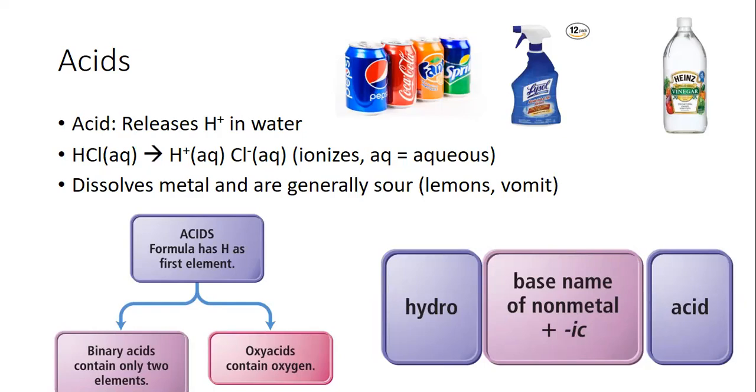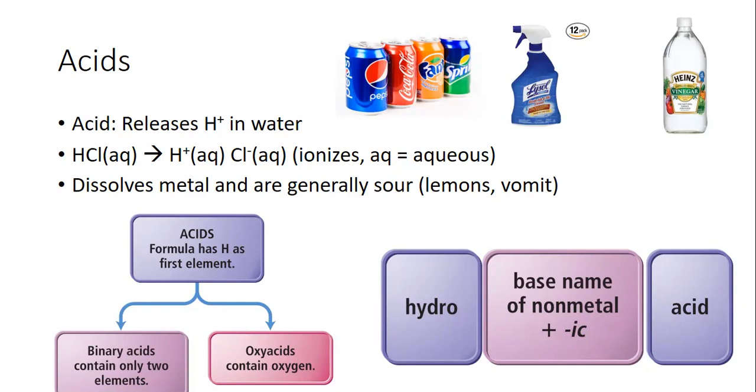Okay, so how do we name our acids? We have two types of acids, and that's shown on the bottom left there. We have our binary acids. Remember, binary is just two elements. So hydrochloric acid is a binary acid. And we have our oxyacids. These are acids that contain oxygen, right?